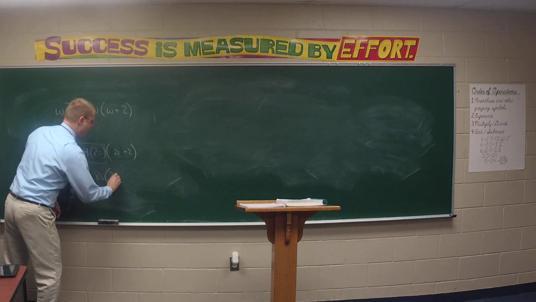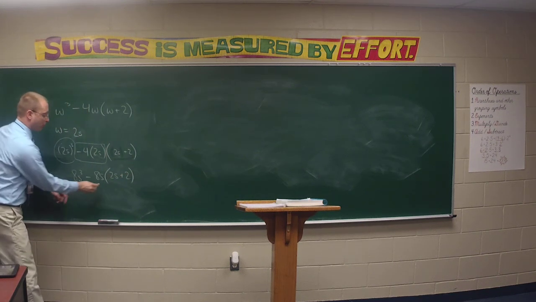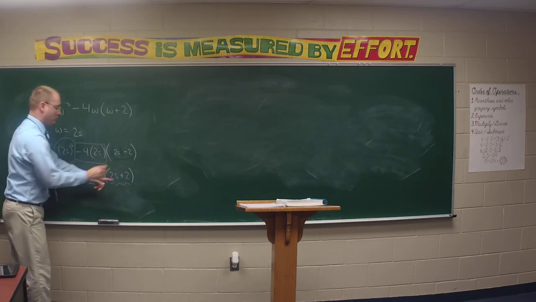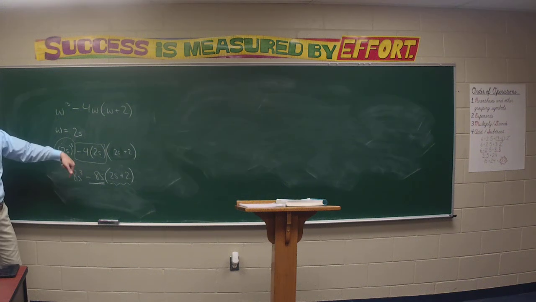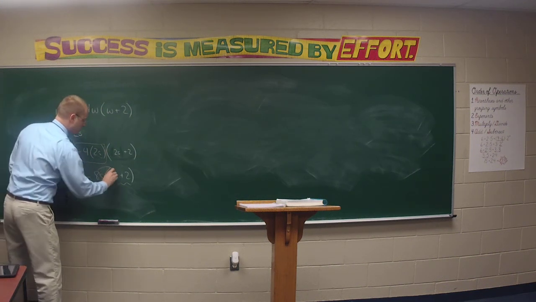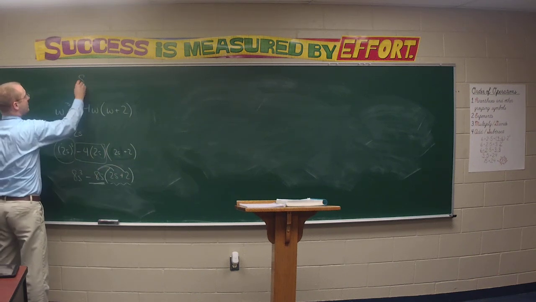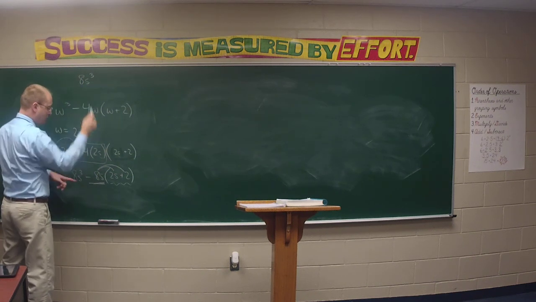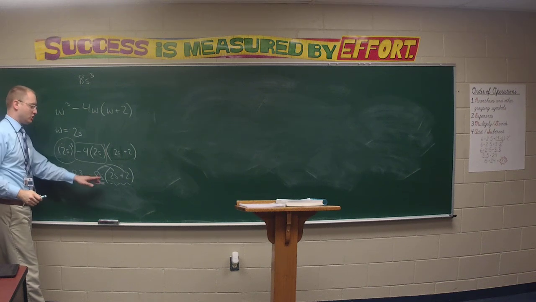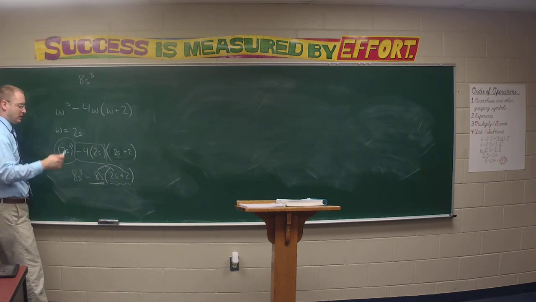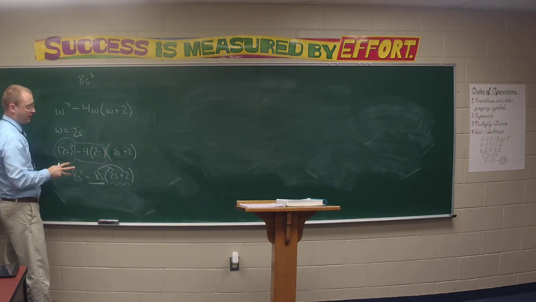-8s. But that -8s has to be multiplied by the binomial quantity, and we have to apply which property now, class? Anyone? Distributive property, because we're going to have to distribute the -8s. So we'll keep, I'll move it up here, the 8s cubed. What do we get when we distribute -8s to 2s positive 2? Genesis? Sign, number, letter?